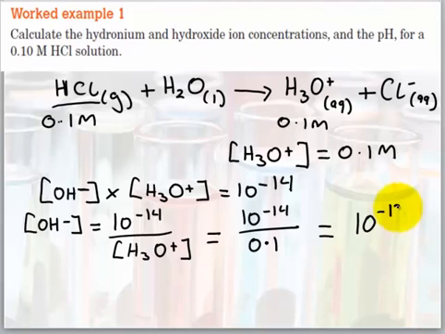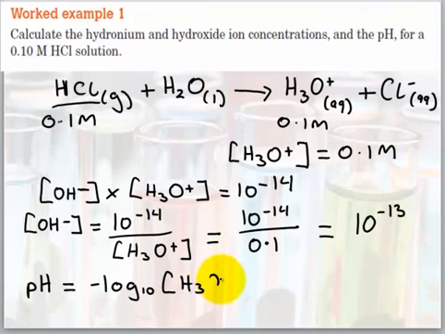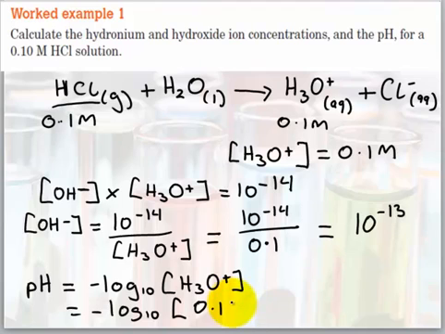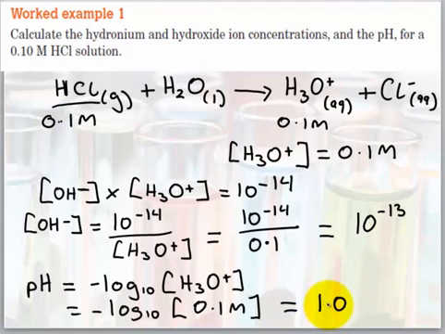The other formula that we need to know is that pH equals negative log 10 of the hydronium concentration. So it equals negative log 10 of, here's our hydronium concentration, 0.1 molar, which equals 1.0, and that's our pH.